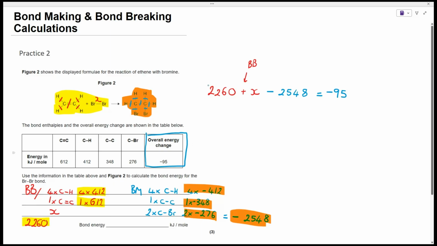Now, my personal preference at this stage is to bring together all of the numbers on one side. So the 2260 and the minus 2548. And when I put them together, 2260 and minus 2548, that gives me minus 288. So basically I'm left with minus 288 plus x equals minus 95.